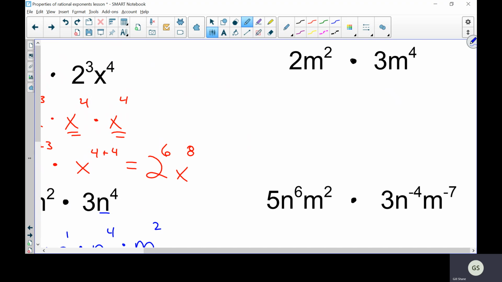I'm going to call on some people. I'm going to call on Zoe. Look, we're doing the 2m squared times 3m to the 4th. So a like base, like big number. Could be a variable too. Big number means big variables. Do I have one that's the same?